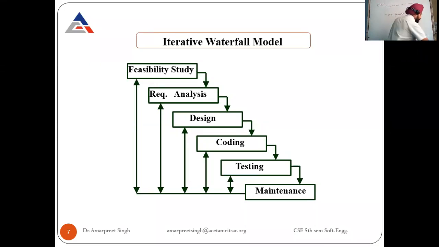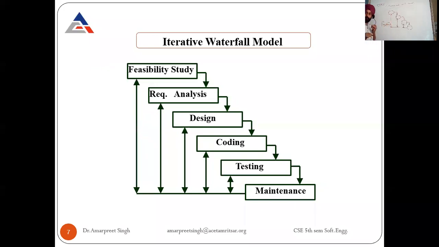So this is the iterative waterfall model. You can see a very important thing: the diagram is almost the same as the classical waterfall model. Like this is the diagram. But what is the change? The change is this thing: we provide the feedback here. This is the change, the provision of the feedback.